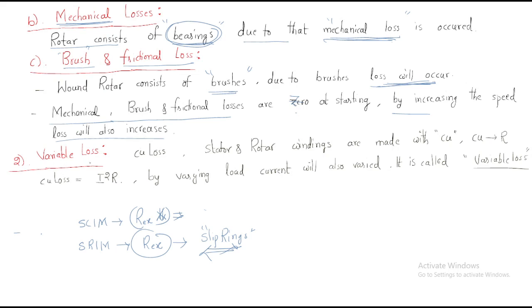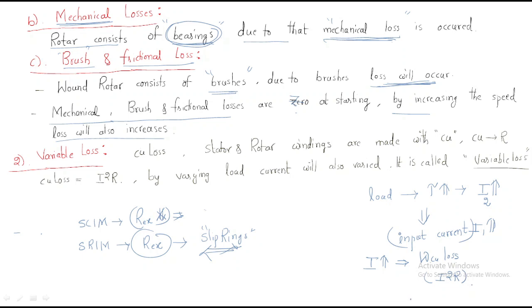Next loss is the variable loss. The name itself represents variable loss. Simply, if the load increases, torque increases and current increases. Current increases means input current increases. Input current increases means rotor current increases and input current I1 increases. I1 increases means wherever the current increases, copper loss automatically increases. Why? Copper loss is nothing but the I square R loss.